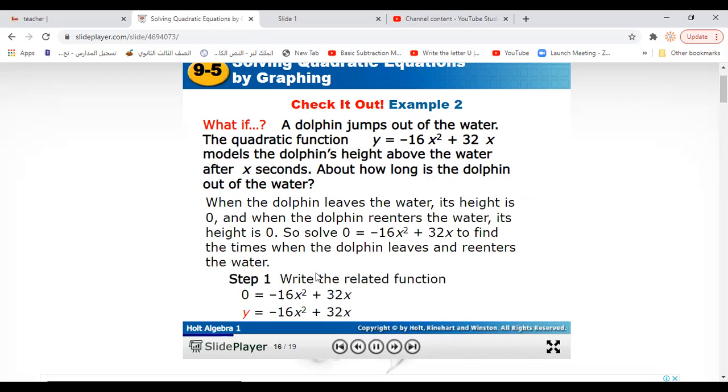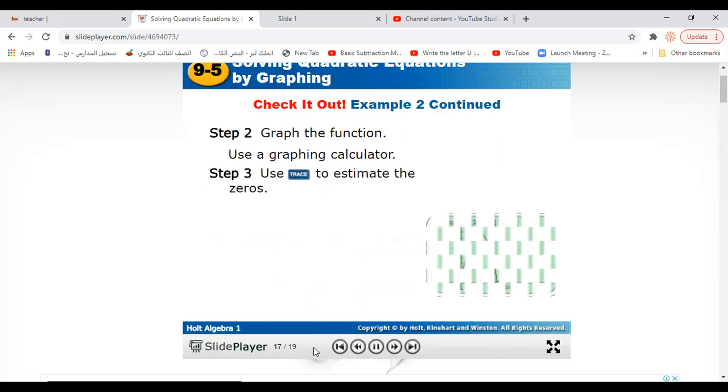The quadratic function y = -16t² + 32t models the dolphin's height above the water after x seconds. About how long is the dolphin above the water? So we will replace the value of y by 0. Then we find the times when the dolphin leaves the water.